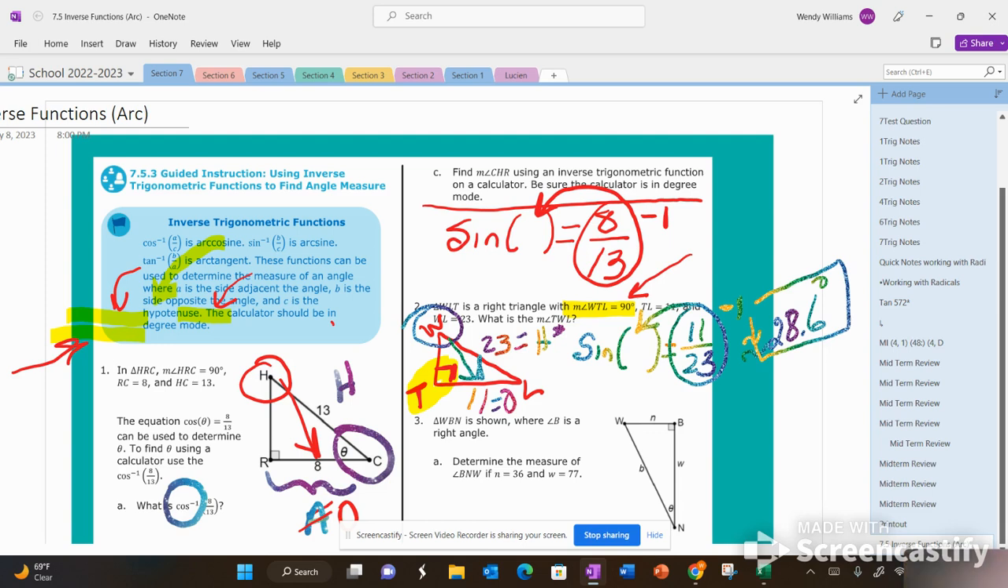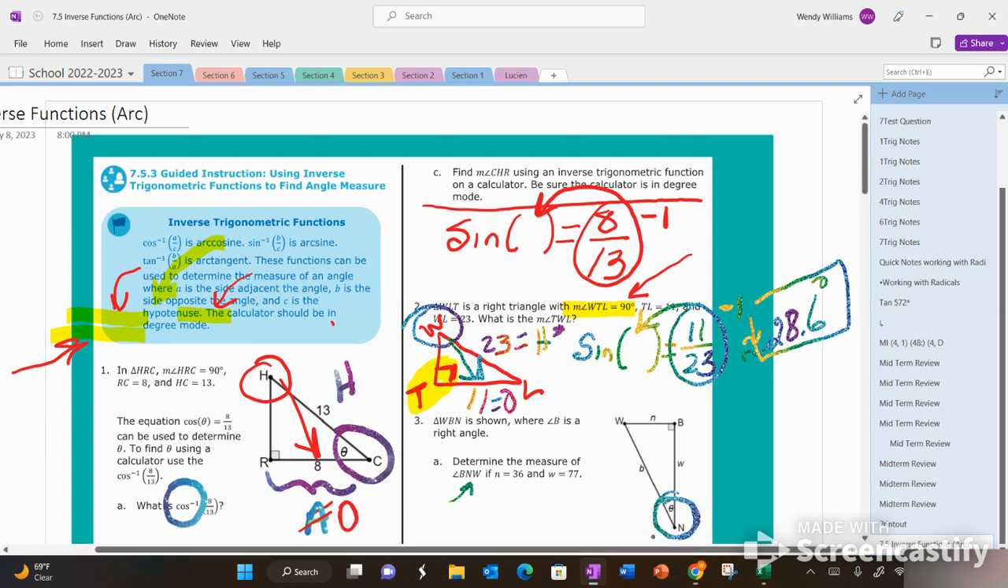All right, number 3. Angle B is the right angle. Determine the measure of angle BNW. N is in the middle, so that is the vertex. So we're looking for this angle, or theta. Okay? And they say N is 36, that's the distance of N, and the distance of W is 77.